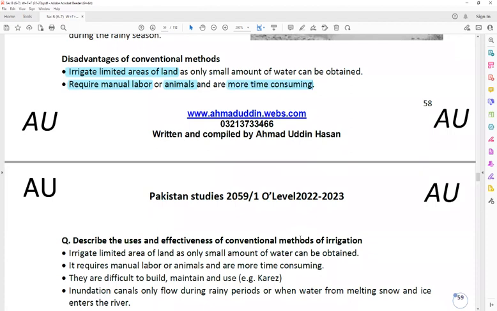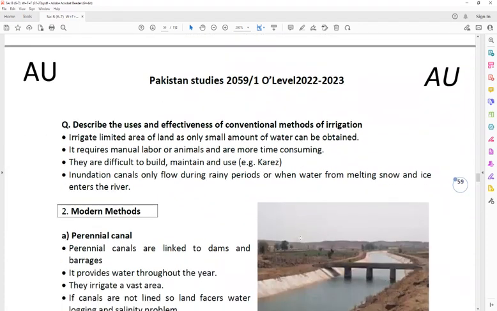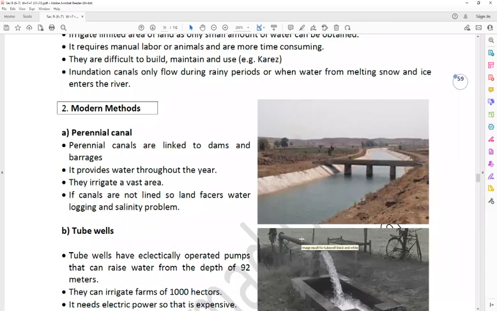So what to do? We should use modern methods. But in modern methods, where there are benefits, side by side, there are some harms too. So now we can see perennial canals, the canals which are taken out from dams or barrages. They are called perennial canals. Benefit? They provide water throughout the year to the crops. Whenever we have need, we take the canal water from there. It irrigates a vast area.